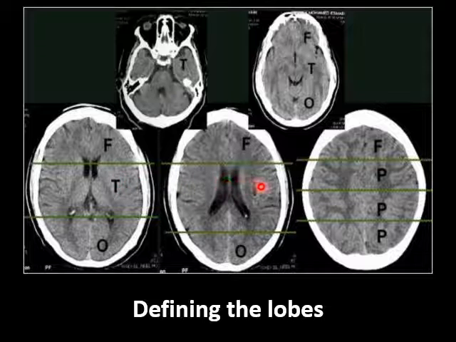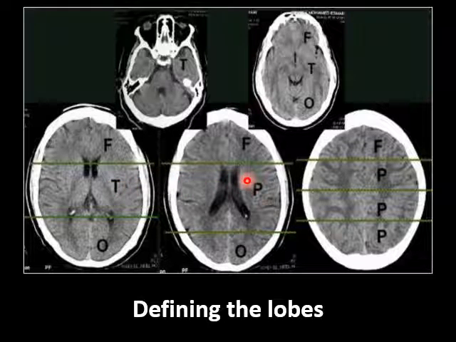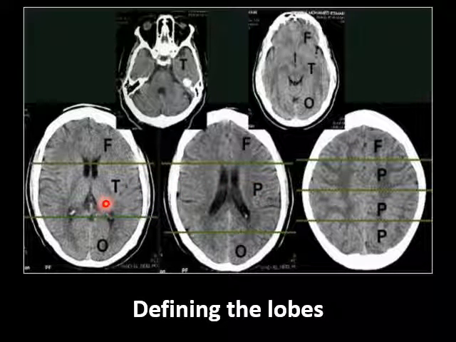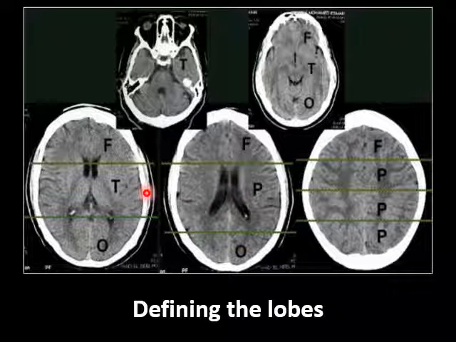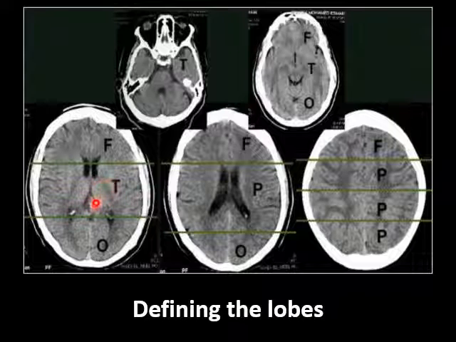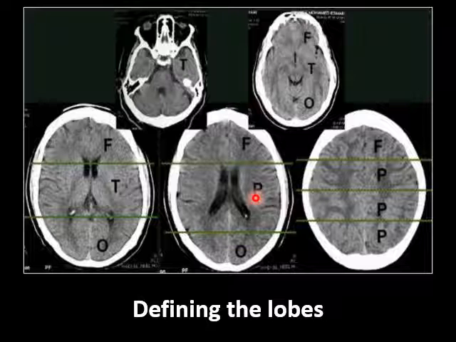But between the lines, it is either the parietal lobe or the temporal lobe. How to differentiate between the parietal and temporal lobes? You search for the third ventricle. If the third ventricle is there, then this is the temporal lobe. If it is not, it is the parietal lobe.